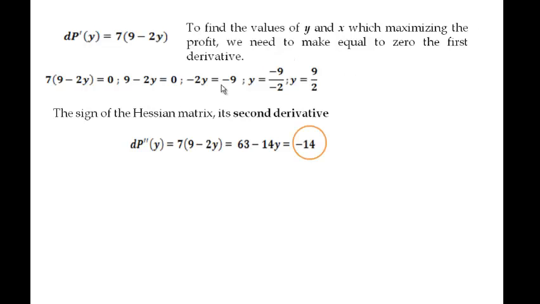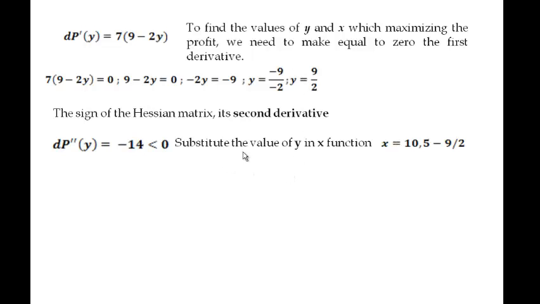With the sign we obtain from the second derivative, we can know if y is a maximum or a minimum. We can see minus 14 is less than 0. That is to say, this value is a maximum of the objective function. Now it's time to substitute the value of y in the x function to obtain the value of x. And this is a point where the function maximizes its profit.